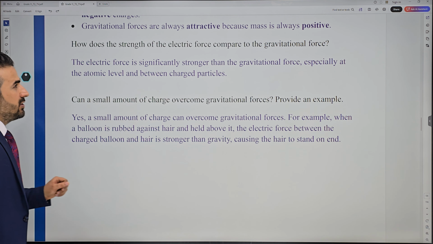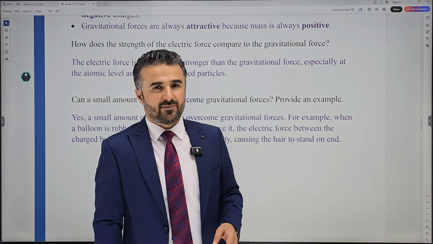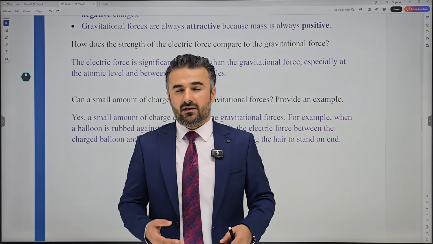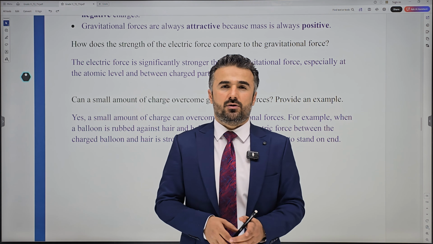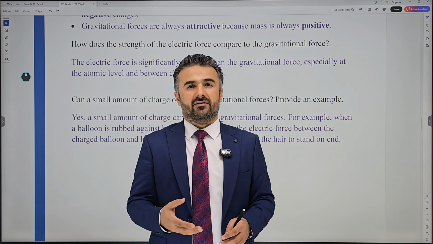How does the strength of electric force compare to gravitational force? Electric force is way stronger than gravitational force, especially at the atomic level.